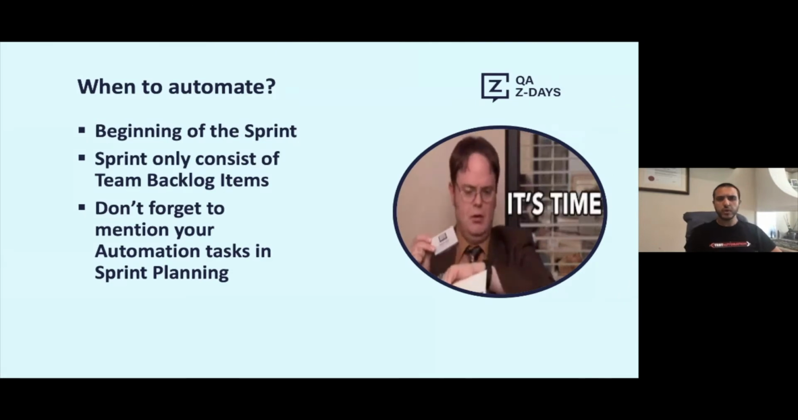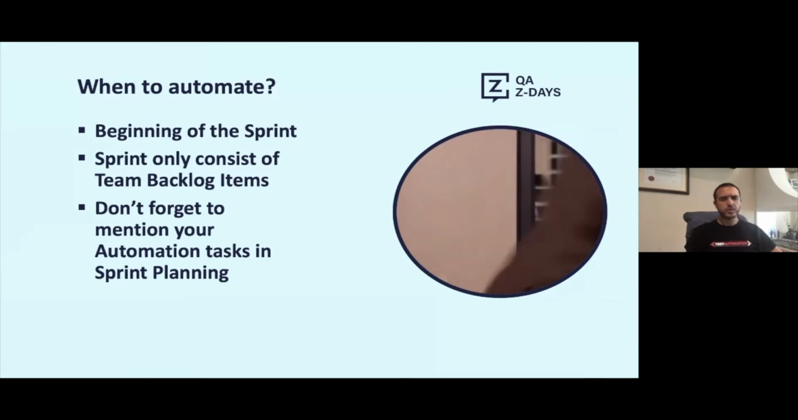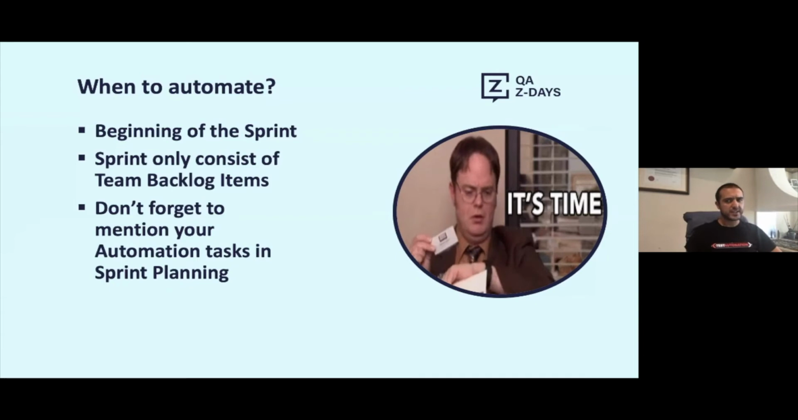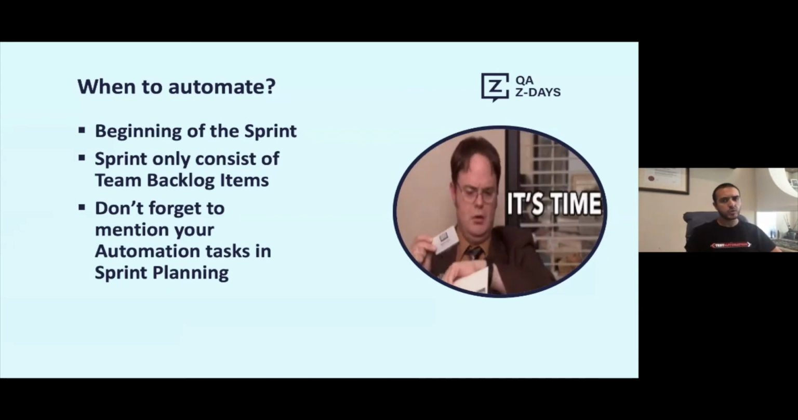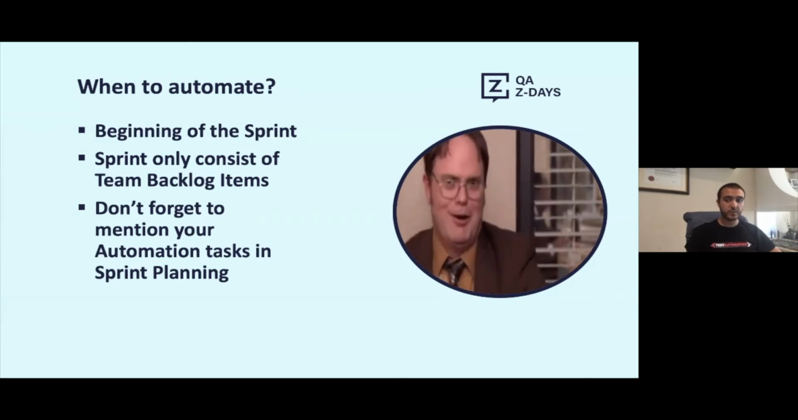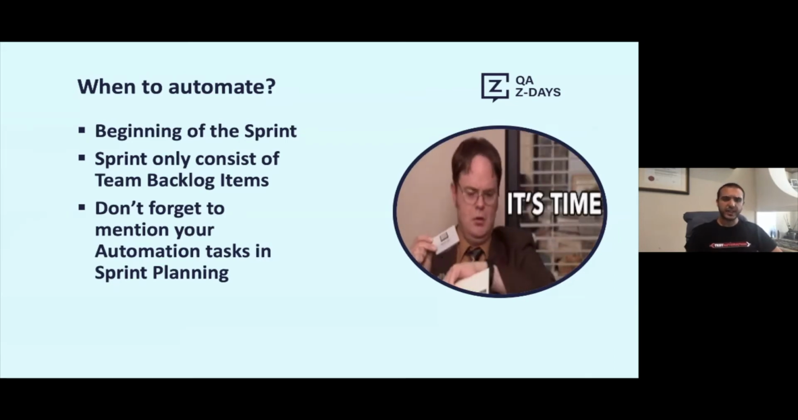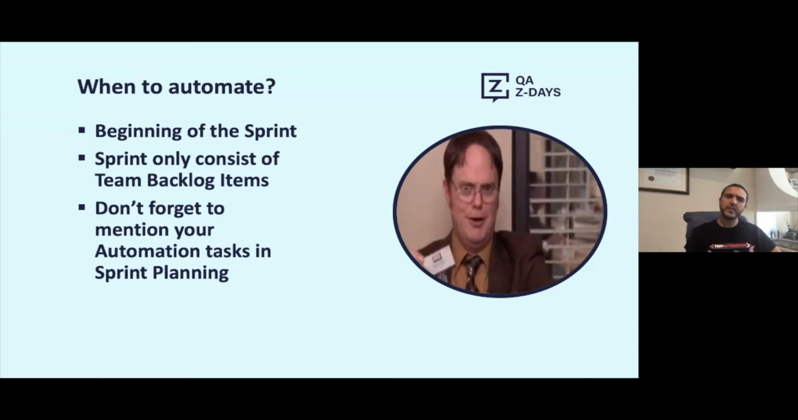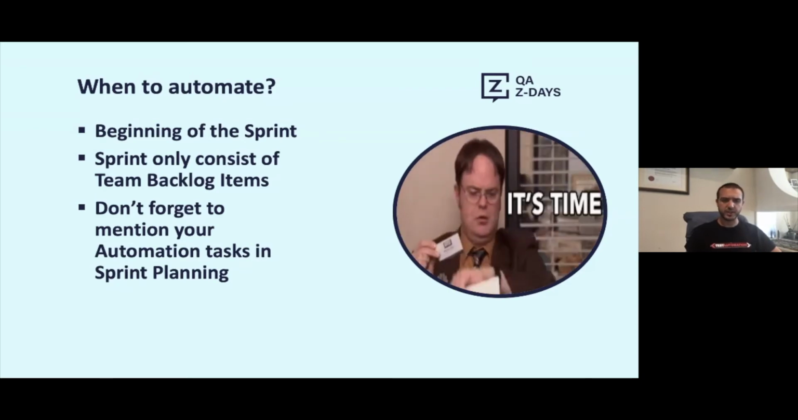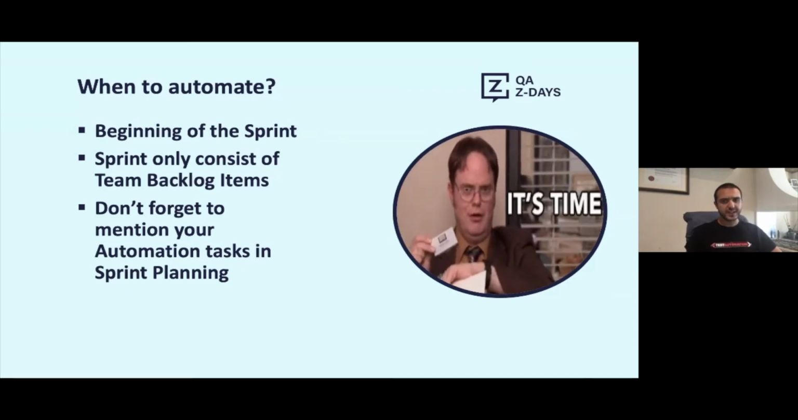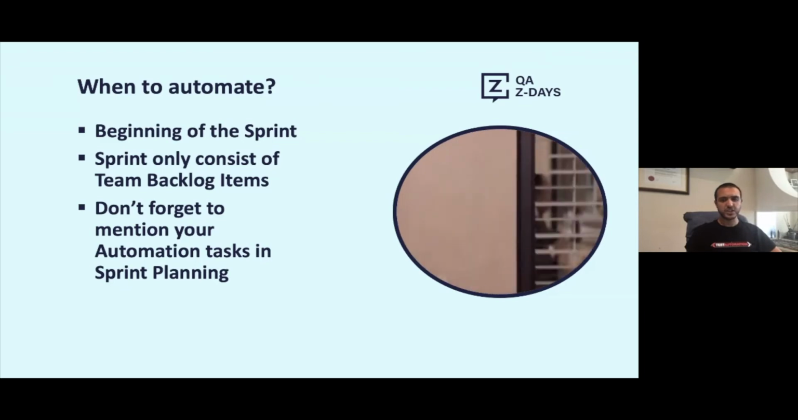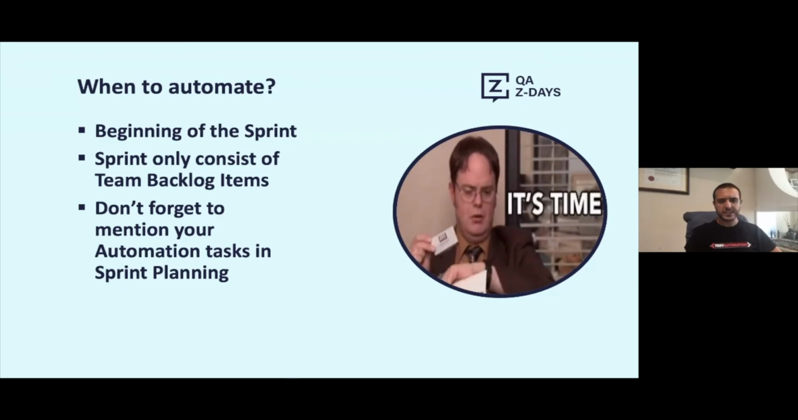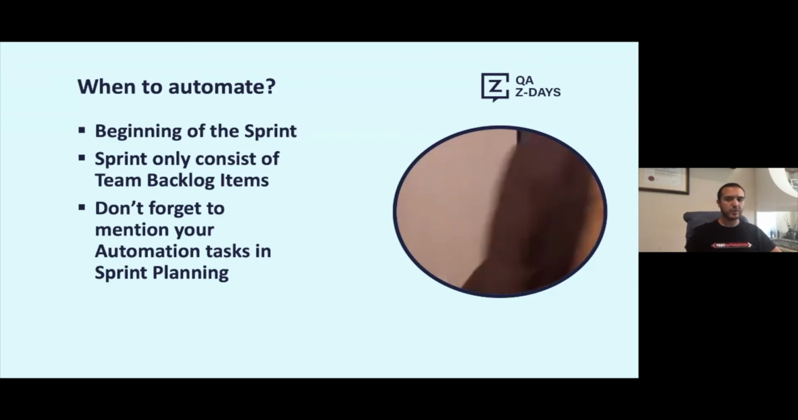Okay, so now we know what to automate. We also know that we need to create separate tasks for automation tickets and put them in the team backlog. And finally, we also know that we need to raise awareness during this sprint planning that, hey, I have tickets in my team backlog that I want to automate, and I want to automate them during the sprint. What we still did not discuss is when is the best time to automate. Well, the fact is that a QA really needs to know how to manage time. But in my opinion, the best time to automate tickets is in the beginning of the sprint.